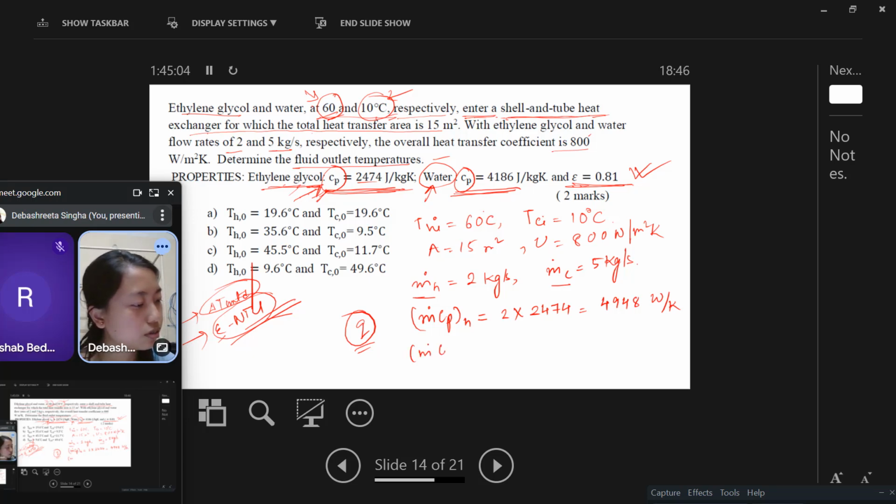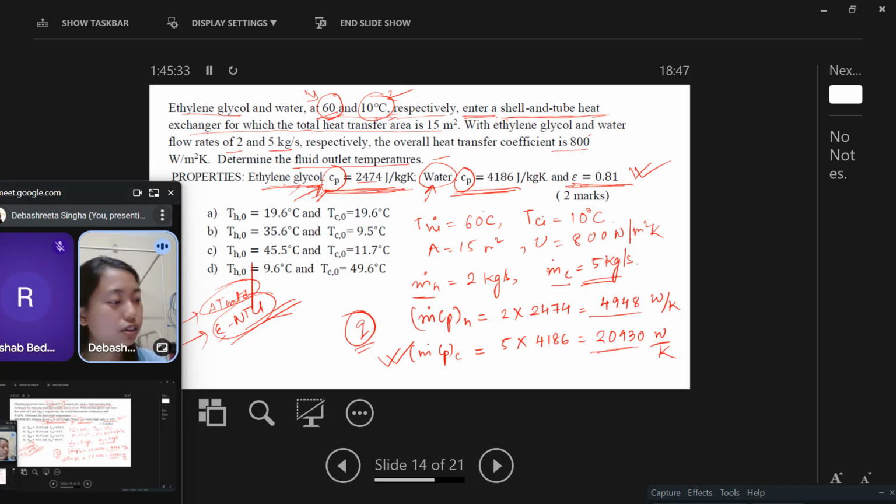And for the cold fluid, it is 5 into 4186. This we get as 20930 watt per Kelvin. So which one is greater here? The cold fluid one is greater, okay? 20,930. For the hot fluid, it is only 4,948. So this is the maximum, this is the minimum.